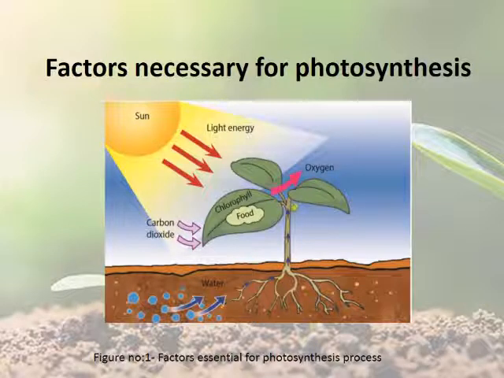Then, let's look at what the factors necessary for photosynthesis are. There are 4 factors: carbon dioxide, water, light energy that comes from the sun, as well as chlorophyll. Out of these 4 factors, carbon dioxide, water, and light energy we consider as external factors, and only chlorophyll we have to identify as the internal factor.